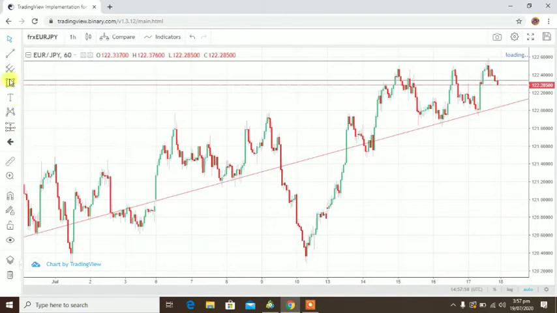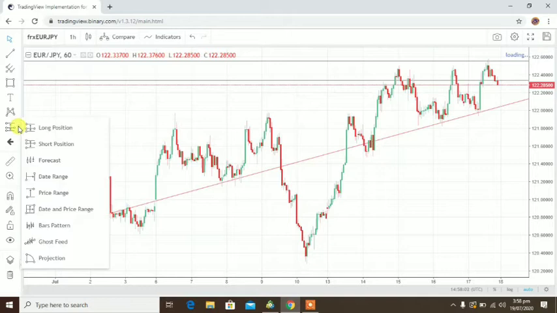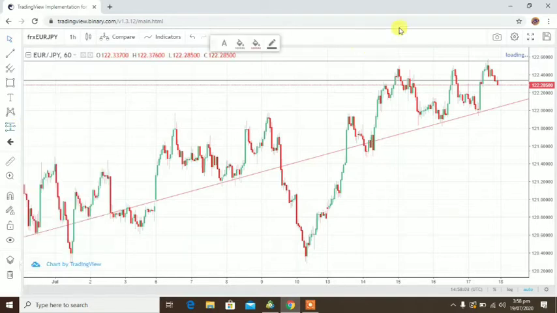So let us check the risk to reward ratio of this trade. If we are taking this trade, we set our stop loss right above the wick of the current candle or the wick of the previous candle. Let me apply our risk to reward so that we can know the ratio.